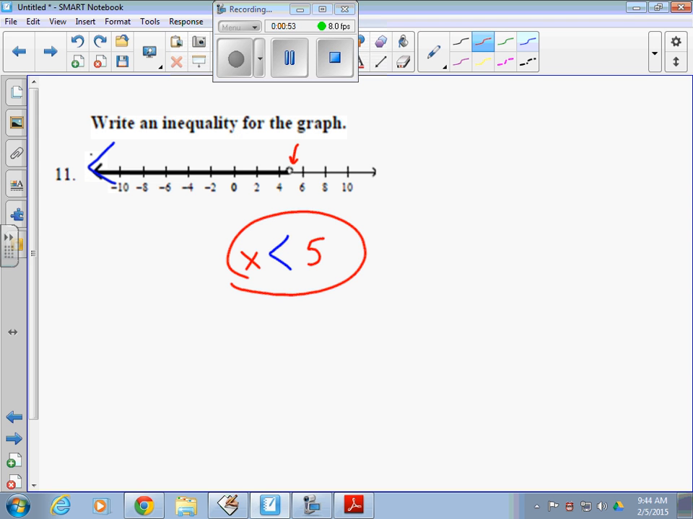Had it been a colored-in or darkened bubble, it would have said x is less than or equal to, but it's not, so it doesn't.